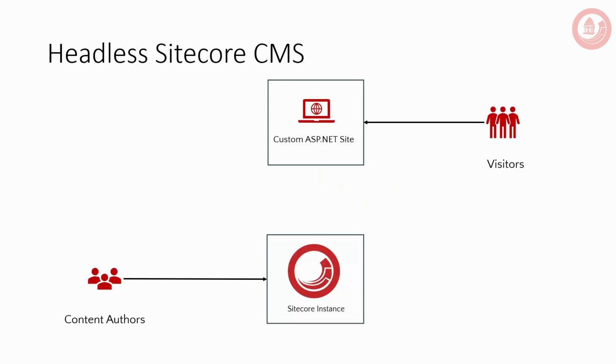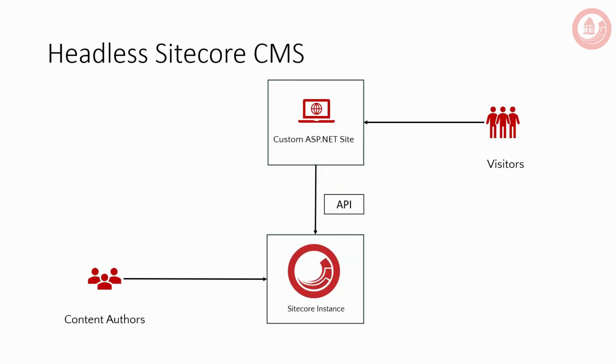But where is the connection now? Your content is sitting in the Sitecore instance because that's where your content authors are working. But you want to show the content from the custom ASP.NET site, which is sitting somewhere else. So the connection here is APIs. We use APIs to consume that content from the custom ASP.NET site, or React or Angular, whichever custom site, through the Sitecore instance. This is all about Headless Sitecore CMS.